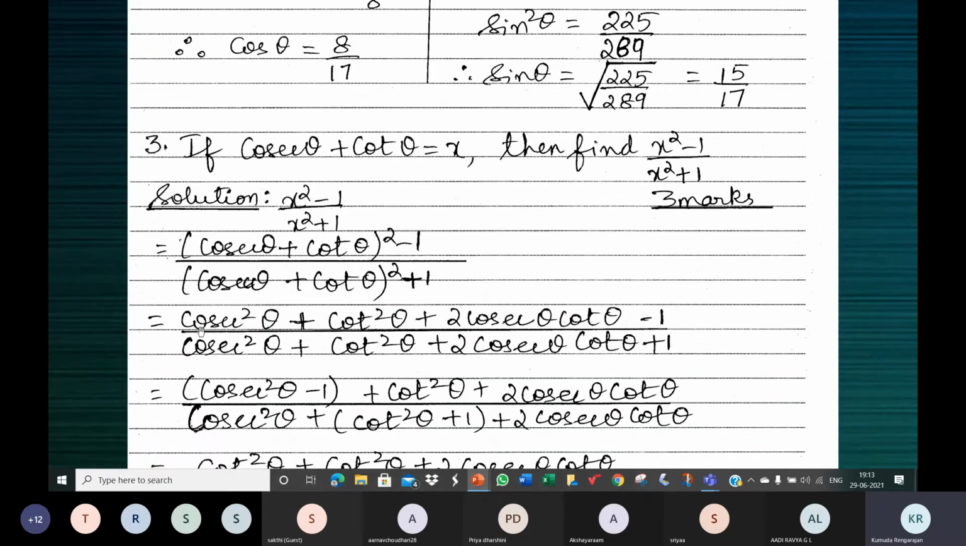So we group this cosecant square theta and minus 1, and these terms are written as it is. See, cot square theta, this one as it is. In the denominator, write cosecant square theta as it is, and combine these two, cot square theta plus 1, in a bracket, and this term as it is. Please understand till here. Then I'll show you the next step.